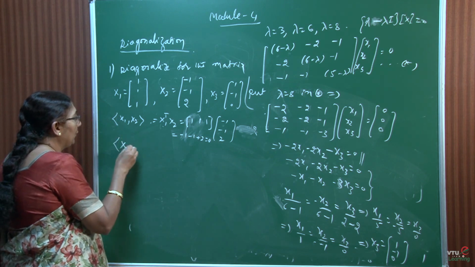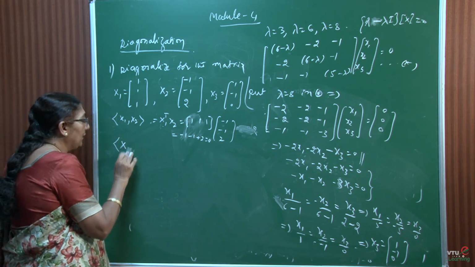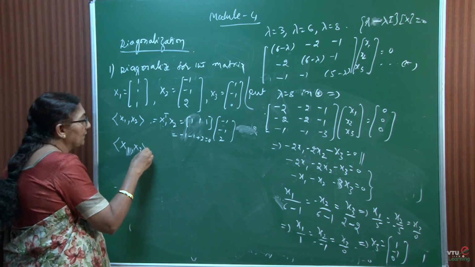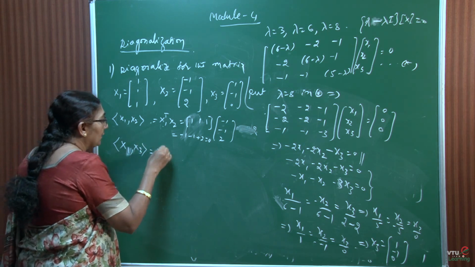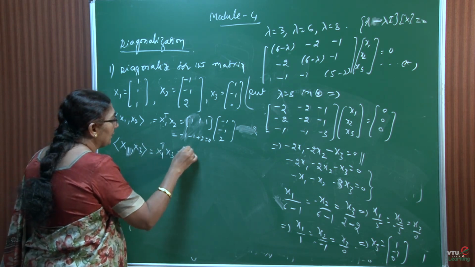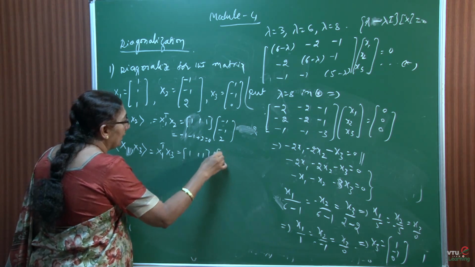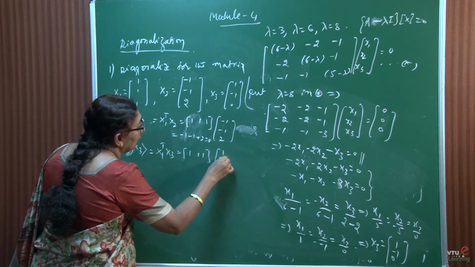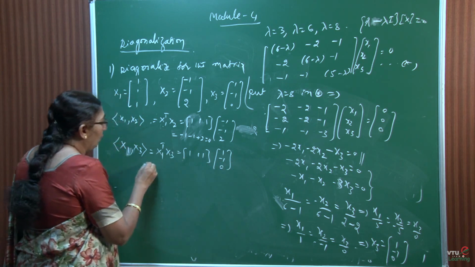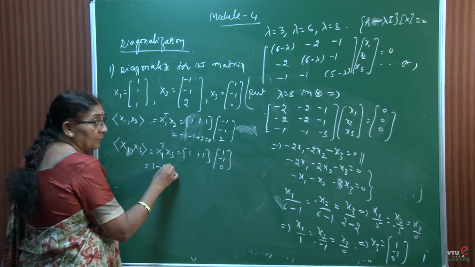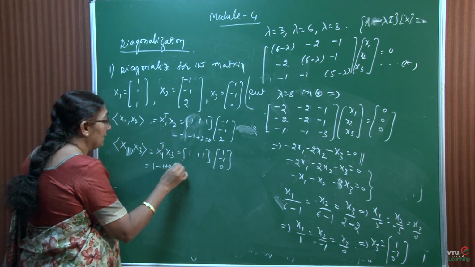Similarly, take the inner product of x1 comma x3. I have to find out whether it is orthogonal or not. What is that? x1 transpose into x3. What is x1 transpose? 1, 1, 1. And x3, what is x3 here? 1 minus 1, 0. Okay. What we get actually? 1 minus 1 plus 0. What we get is 0 only.